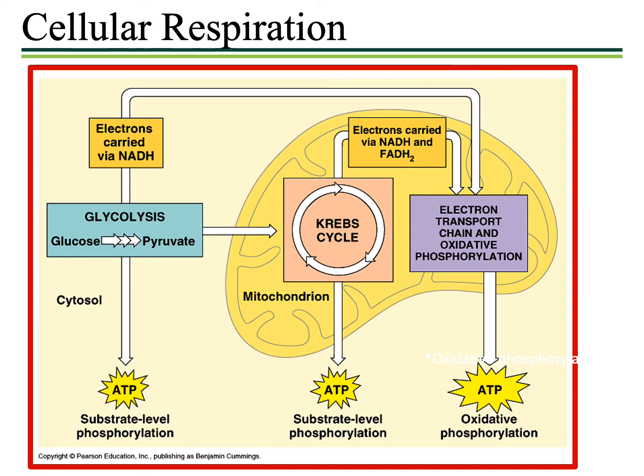Lastly, also occurring in the mitochondrion, on the far right-hand side of the slide, you see what is labeled as the electron transport chain. This is a mechanism where the NADH that was generated in glycolysis and the NADH generated in the Krebs cycle is all transferred to the electron transport chain in the eventual production of ATP.